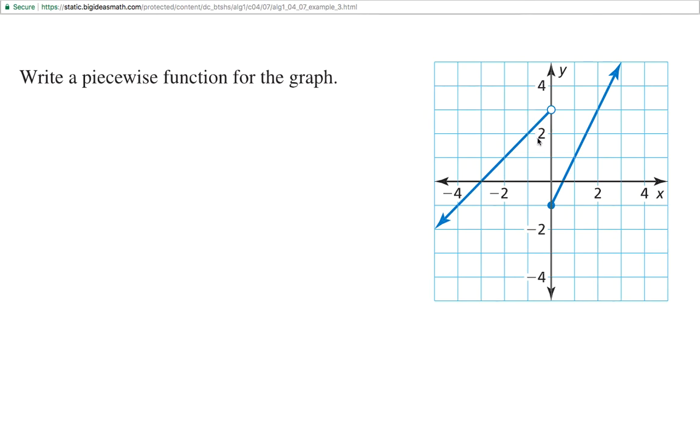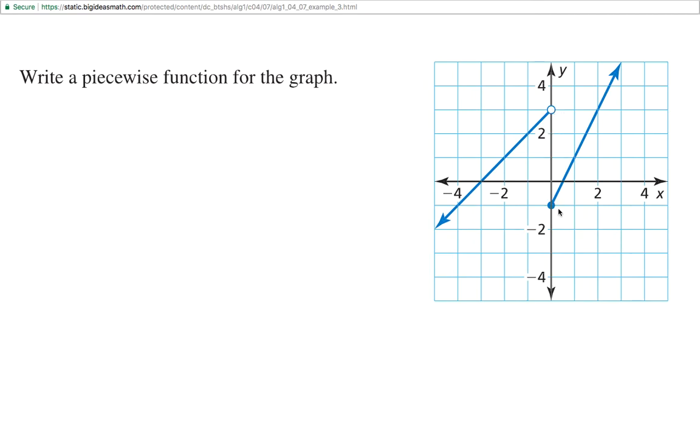So what I want you to notice here is the equation of a line. Notice the y-intercept here is 3. The slope for this line right here is 1, up 1. So I know my equation is going to be f of x equals 1x plus 3. But this is only going to be valid for points that are less than 0, because it's an open circle. I didn't say less than or equal to, just less than 0.